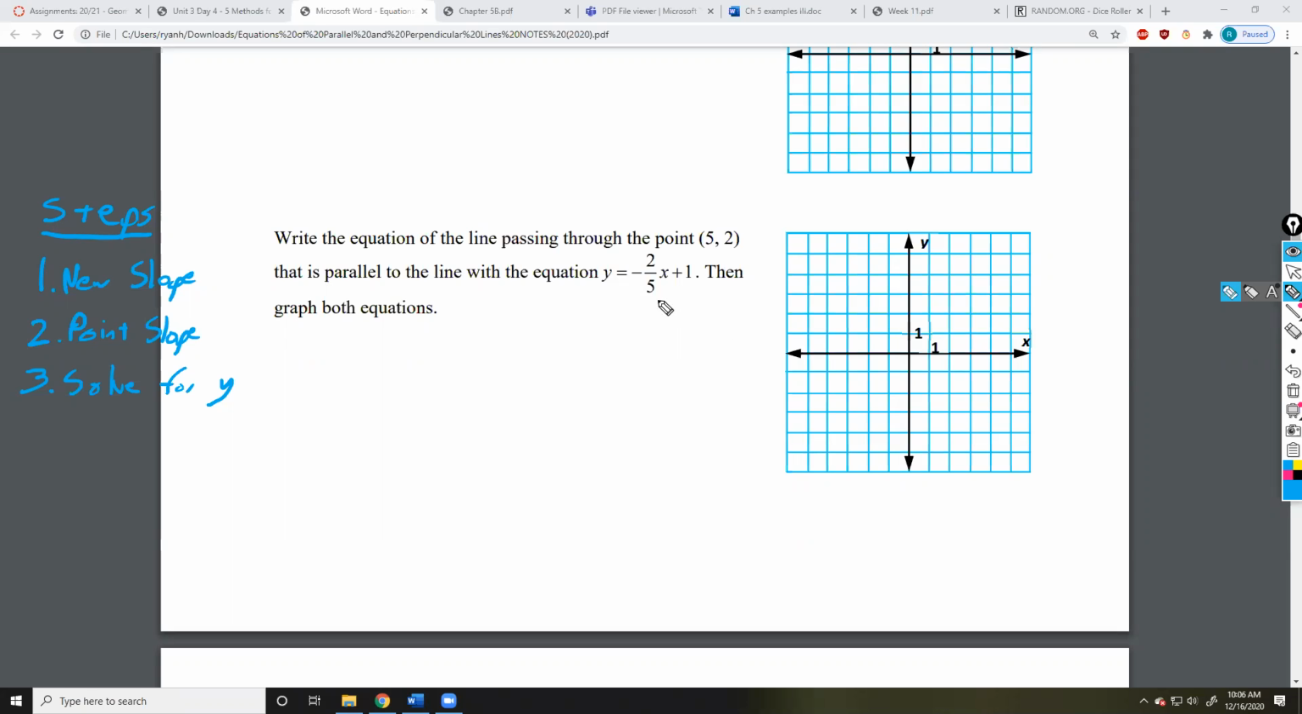So if I wanted the opposite reciprocal of this one, -2/5 would turn into, change your sign to a positive, flip the fraction, 2/5 becomes 5/2. So change your sign, flip your fraction for perpendicular. But here, we want parallel. So it's going to be even easier than that, because with parallel lines, our new slope is just going to stay the same. So it's still going to be -2/5.